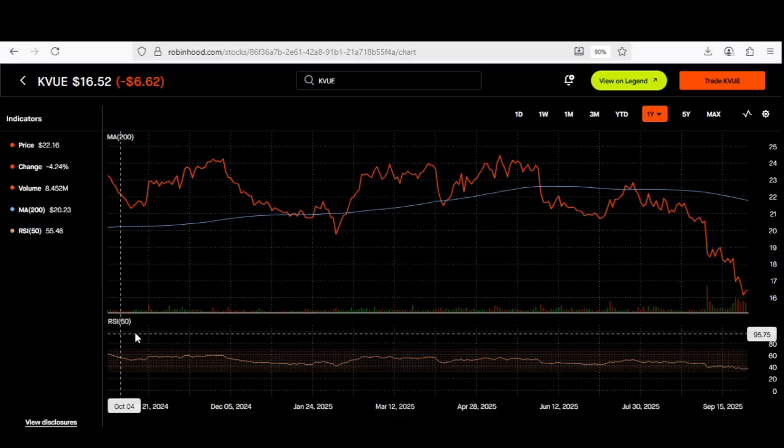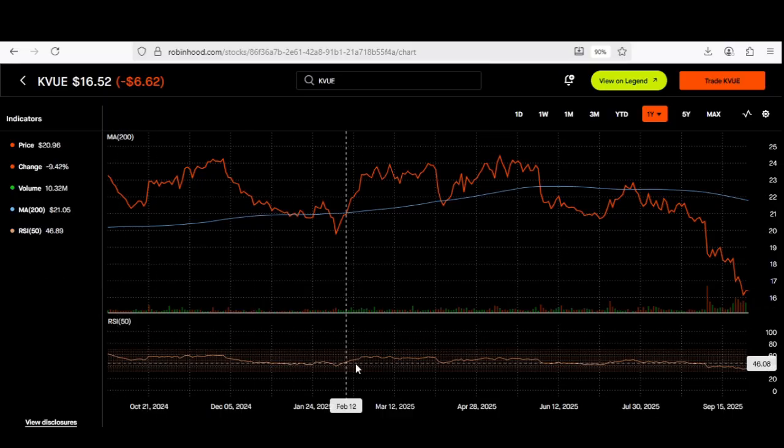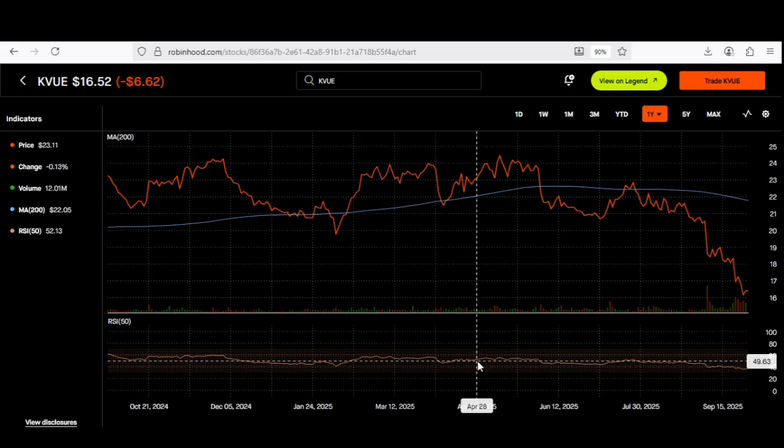Now, we're going to go down right below that to what's known as the RSI, and I have the RSI 50 set up right here. So we're going to be following this line right here. This line right here represents your RSI, or your relative strength index. The RSI is what's known as a momentum indicator, and what it does is that it shows you whether a stock is being overbought or oversold.